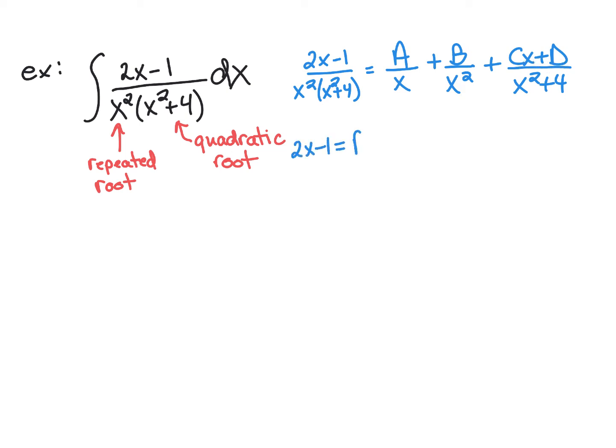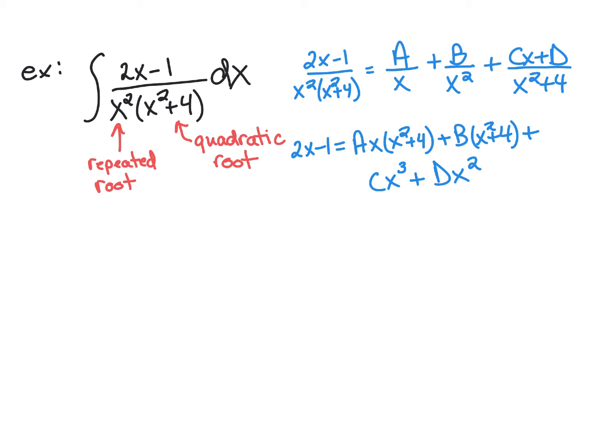Now, when I get a common denominator on the right, this guy gets multiplied by another x and an x squared plus 4. The b already has the x squared, so he gets multiplied by x squared plus 4. And the cx plus d gets multiplied by an x squared. So I'm going to split the cx and the d. They're both over the same denominator. So cx times x squared gives me cx cubed. D times x squared gives me an x squared.